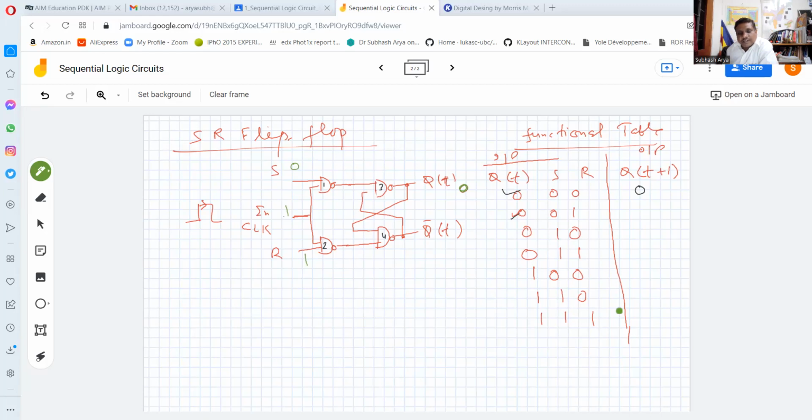So NAND gate number 1 will give output immediately 1, since any 0 gives output 1. However, below, both are 1, 1, so the output will be 0. Here you see NAND gate number 4 has one input equal to 0. So it will immediately give logic 1. And this 1 is coming here. 1, 1 will make output 0. So earlier it was 0, now the next state will be 0.